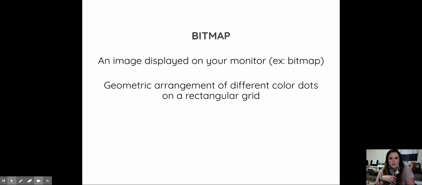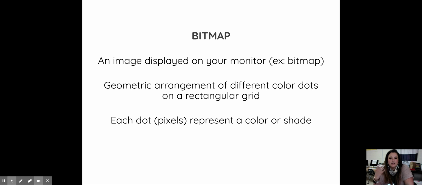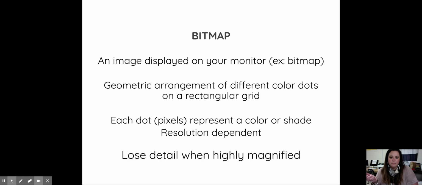So bitmap is an image that's displayed on your monitor, a geometric arrangement of different colors of dots on a rectangular grid. Each dot or pixel represents a color or shade. So this is dependent on how high of a resolution you have. You lose detail when you zoom in too far. So if you take a picture and you zoom super, super far in, and you can see the little squares, that's like the bitmap you can see.